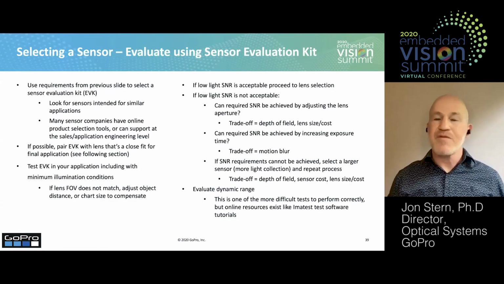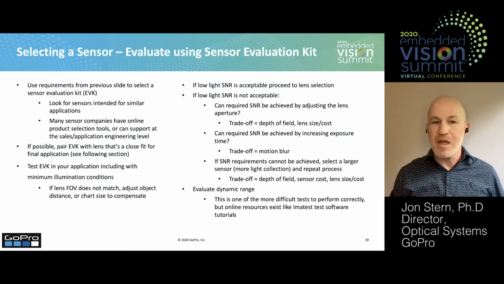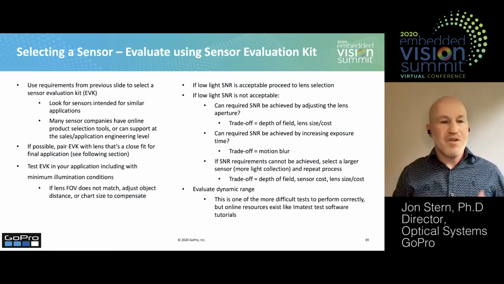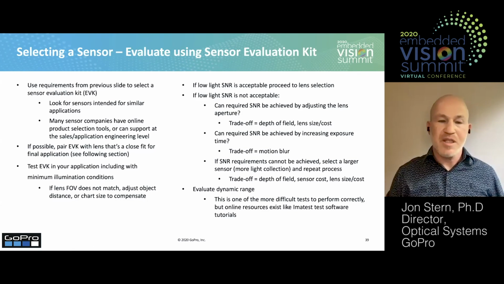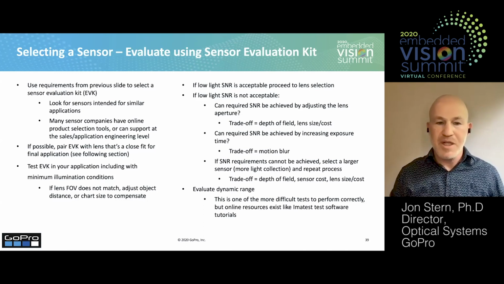So use the user requirements from the previous slide to select a sensor evaluation kit, EVK. Look for sensors intended for similar applications. And many of the sensor companies have online product selection tools or can support at the sales or application engineering level. Once you purchase an evaluation kit, if possible, pair it with a lens that's a close fit for your final application. We'll talk about that in the next section. And then test the evaluation kit in your application with minimum illumination conditions.